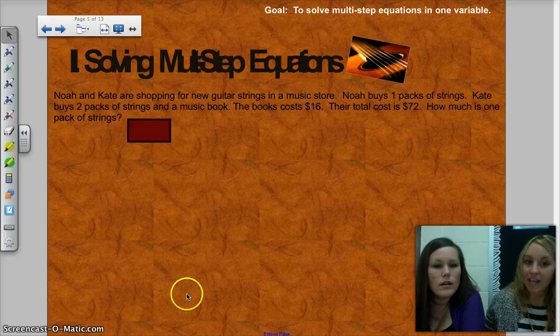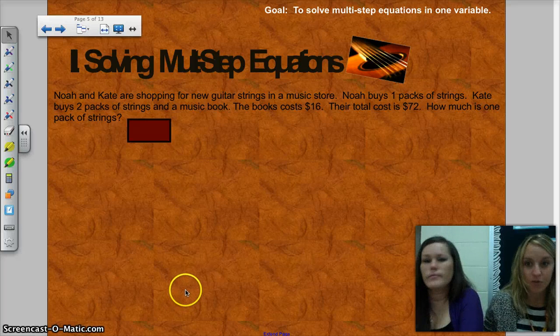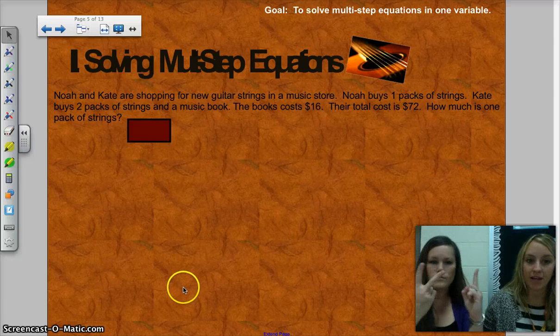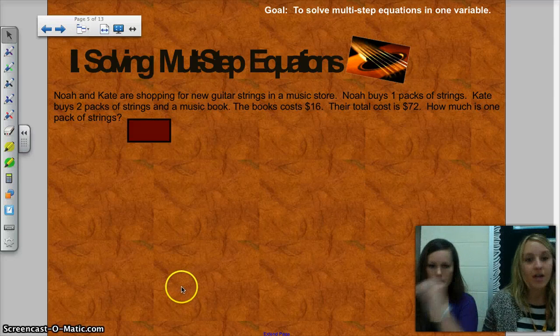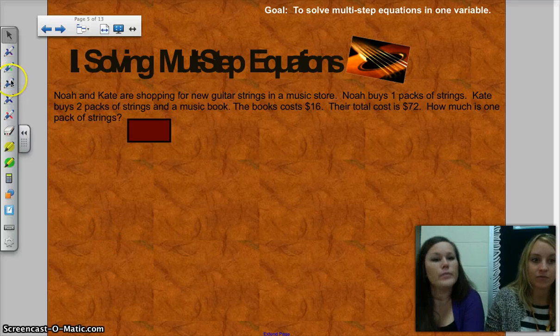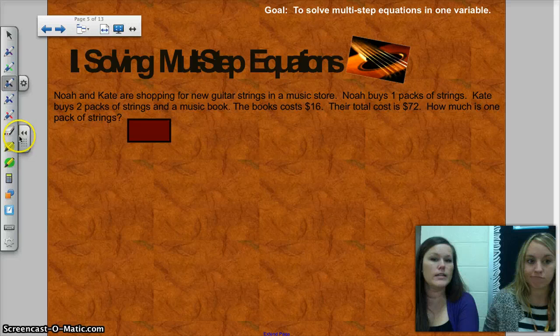Noah and Kate are shopping for new guitar strings in a music store. Noah buys 1 pack of strings. Kate buys 2 packs of strings and a music book. A music book costs $16. Their total is $72. Okay. How much are the strings? I know I need to equal 72. Right. Total 72.